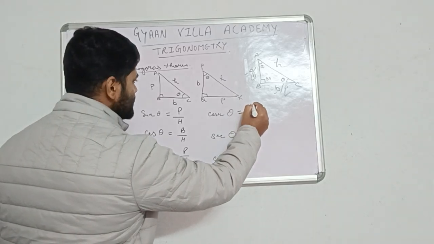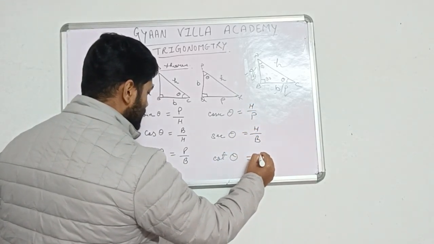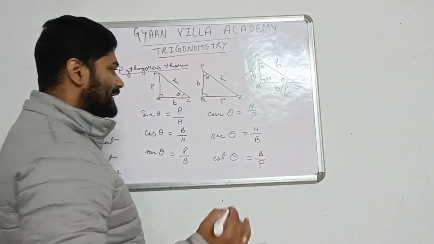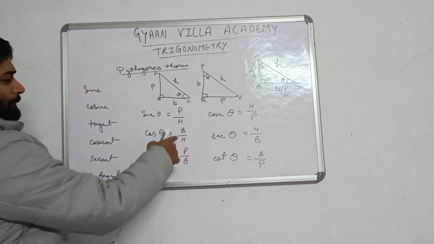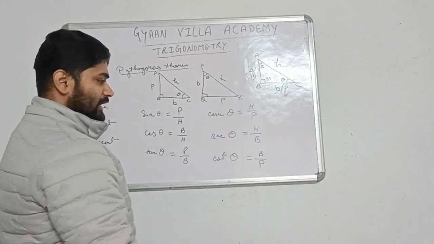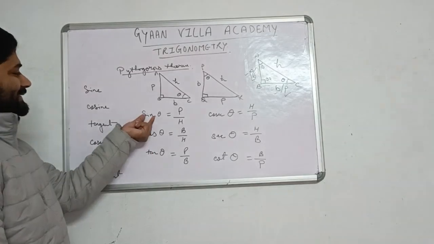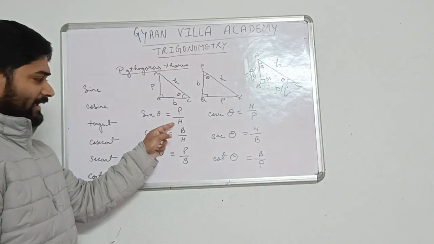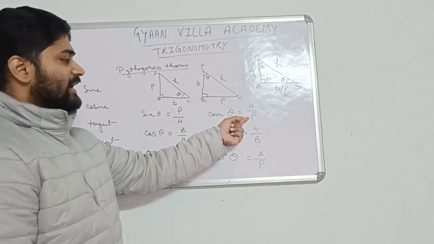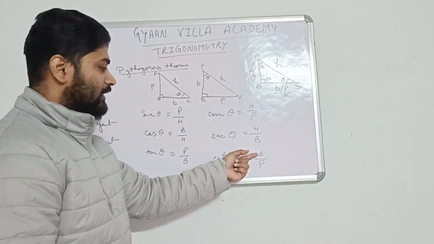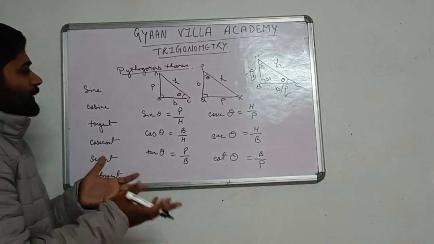Now the question is, sir, where did you get these things from, or what are these things? Look, we didn't get these from anywhere. Very simple. P denotes perpendicular, H denotes hypotenuse, B denotes base. So if you need to find sin theta, P by H, cos theta, B by H, tan theta, P by B, cosec theta, H by P, sec theta, H by B, and cot theta, B by P. Easy. Now the question is, how to memorize it?